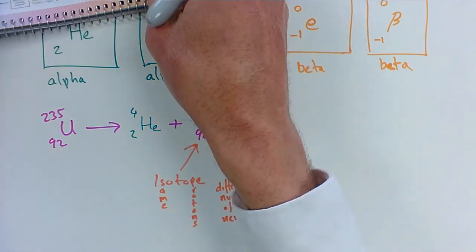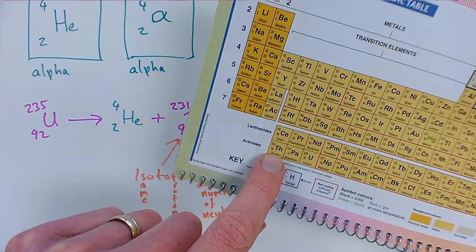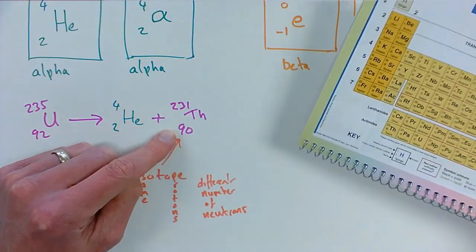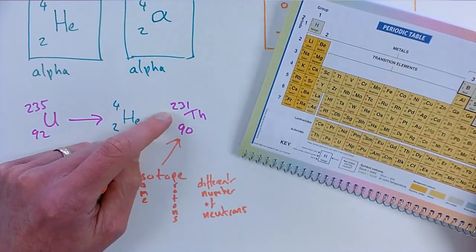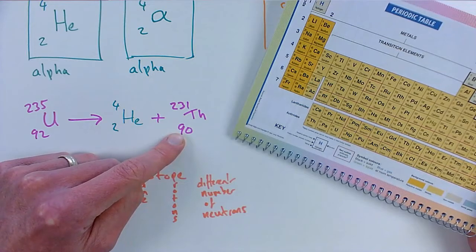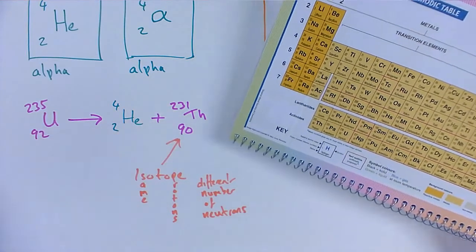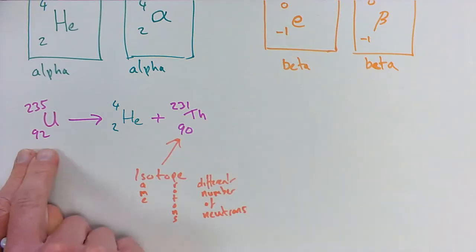And if we compare the one we've found on our periodic table, 232 and 90, compared to 231 and 90, we can see this one must have one less neutron than the one on our periodic table. So same number of protons, still 90 at the bottom, it must have a different number of neutrons. Okay. That's all we do for an alpha decay though.